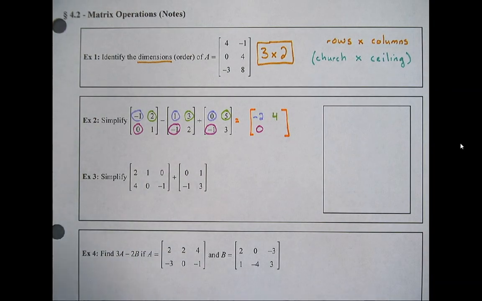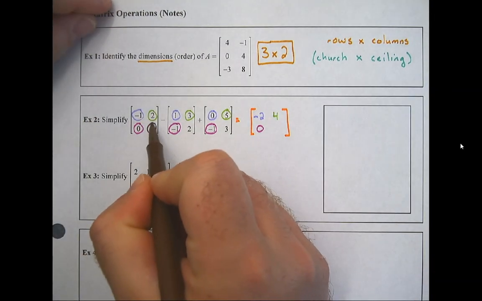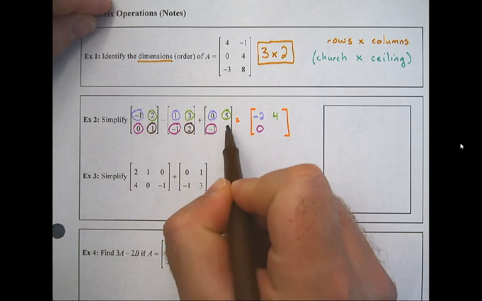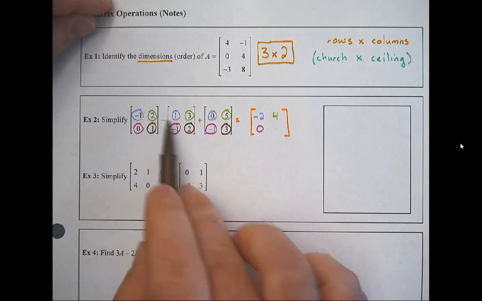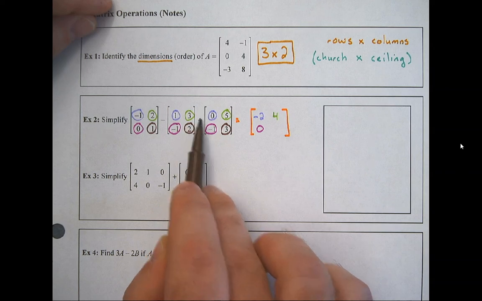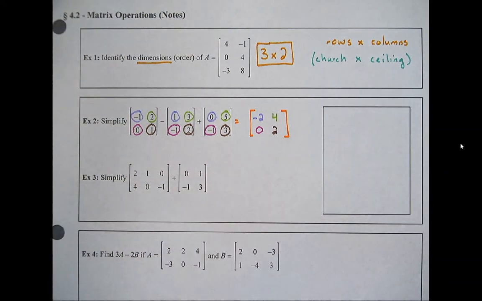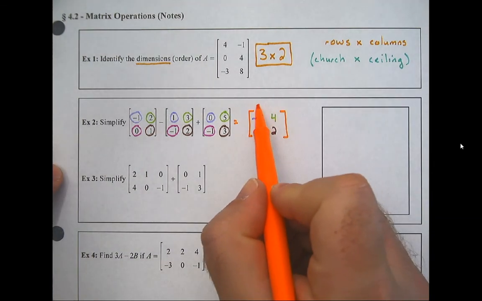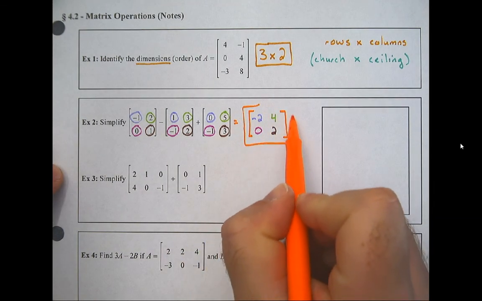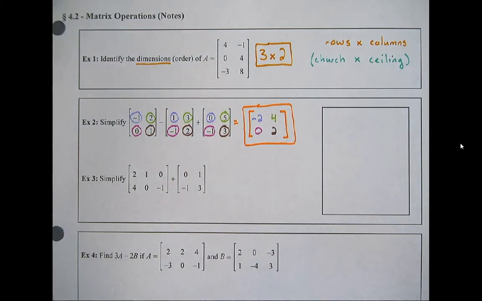And then last but not least, row 2, column 2. 1 take away 2 is -1. -1 plus 3 is 2. There you go. You try the next one.